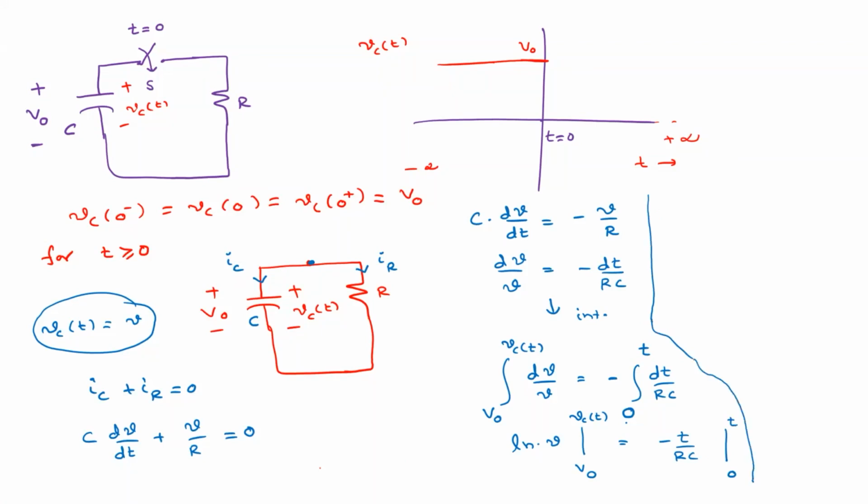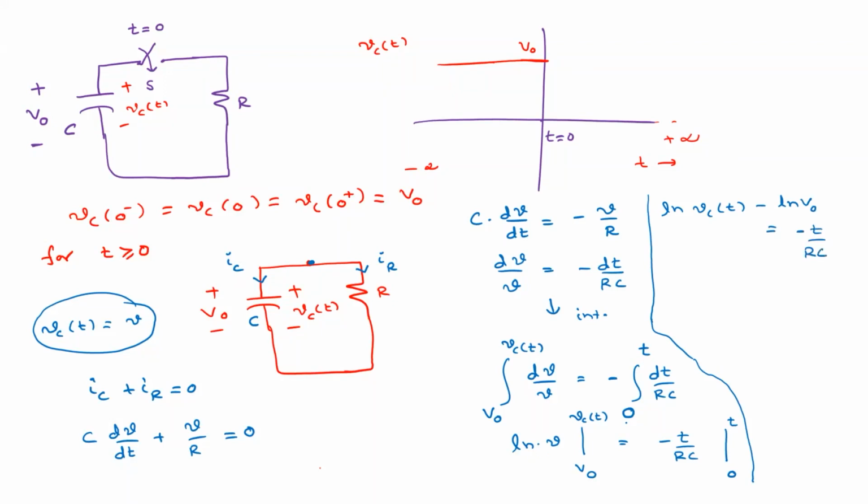Clear? So what is the first term? Substitute the upper limit: ln Vc of t, minus ln V0, which is equal to minus t by RC, right?